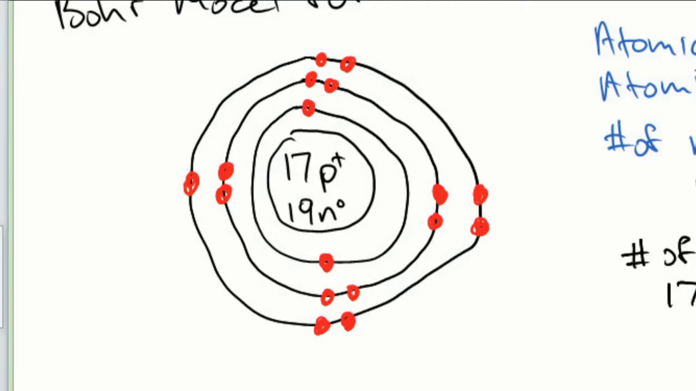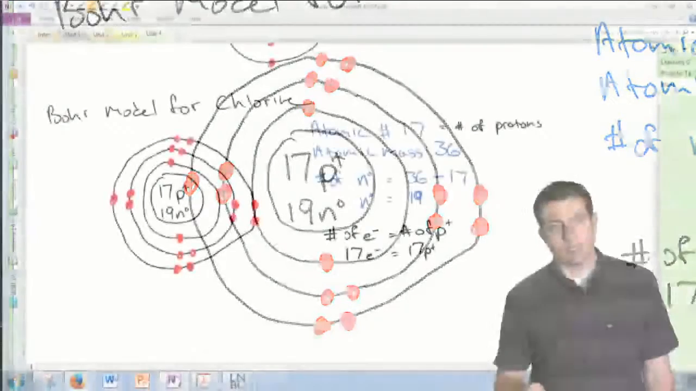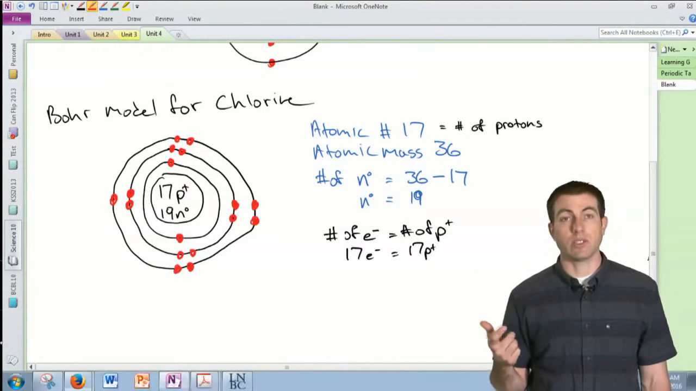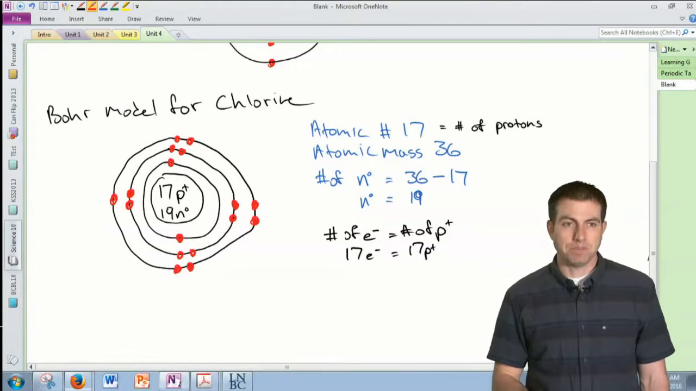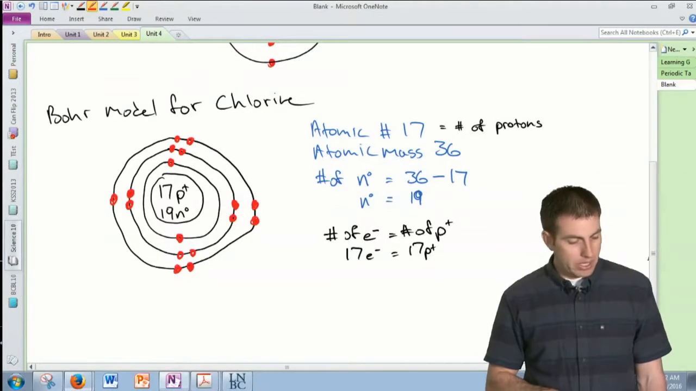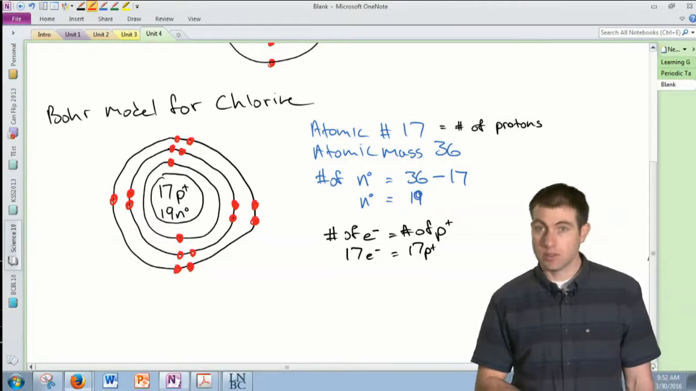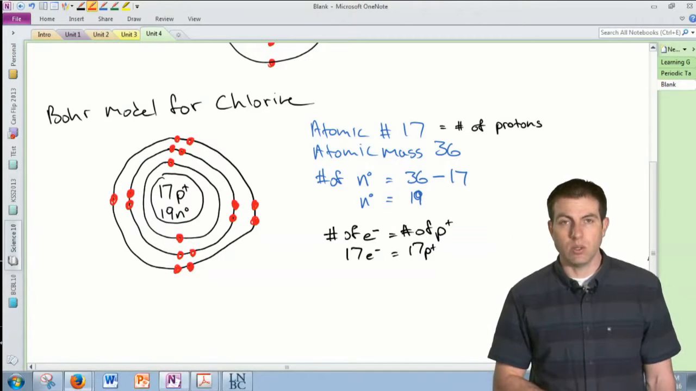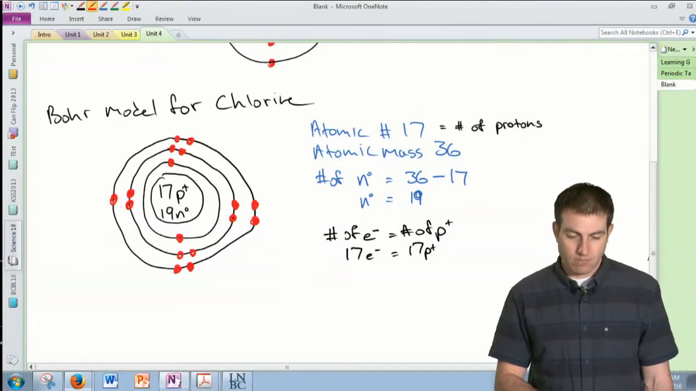All right. So that's it. That's the Bohr model for chlorine. It has 17 protons, it has 19 neutrons, and it has 17 electrons. Remember, 2 in the first shell, you can get 8 in the second shell, and then the third shell will hold a maximum of 8. But we didn't need all of them because we only had 7 in the third shell. So does anybody have any questions about Bohr models? We're going to maybe cruise on a little bit into the notes, and we'll come back to Bohr models in a little bit.